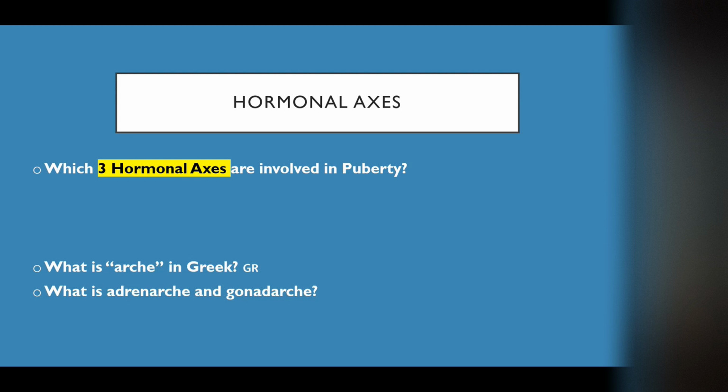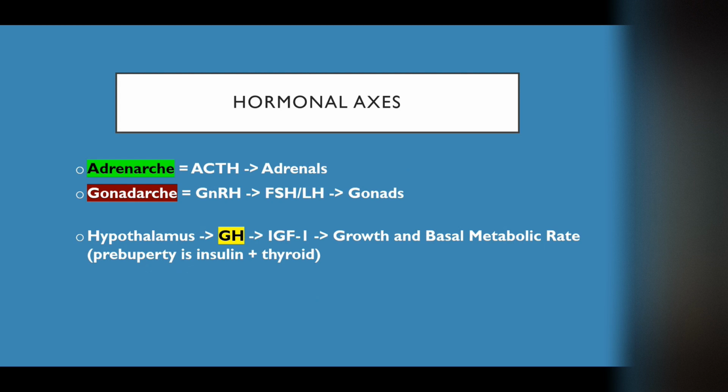ACTH. Yeah, okay. So the answer is adrenarche. That's your ACTH to the adrenals. Gonadarche, GnRH to the gonads, and also growth hormone. Okay. You mentioned thyroid and insulin. That's pre-puberty for growth. Okay.